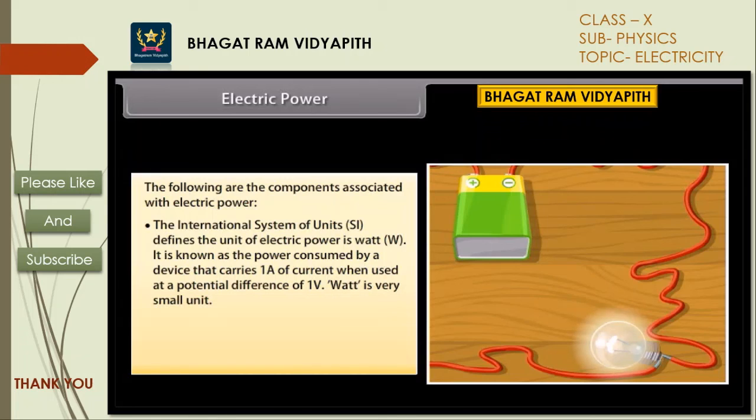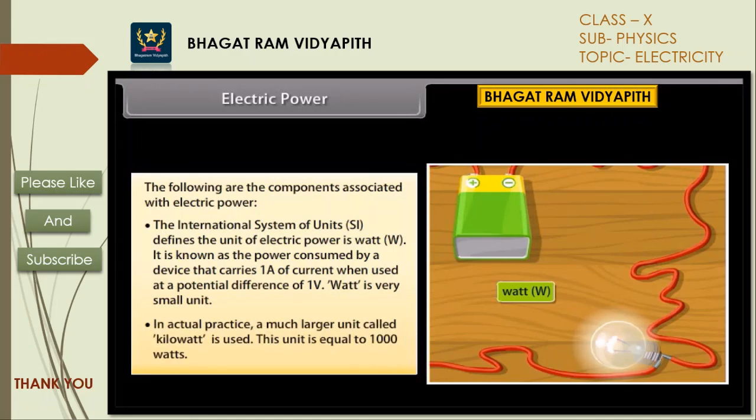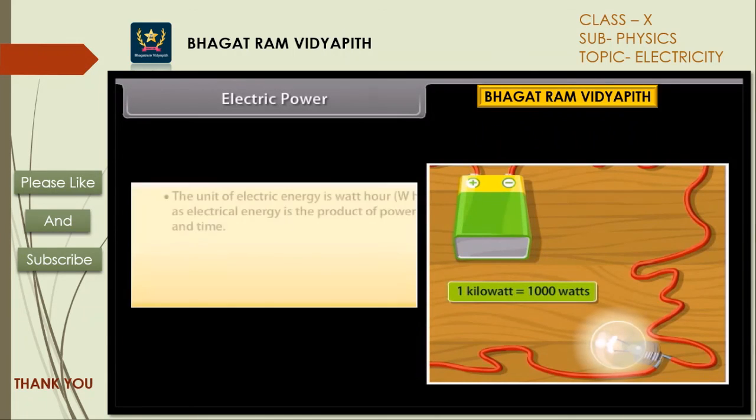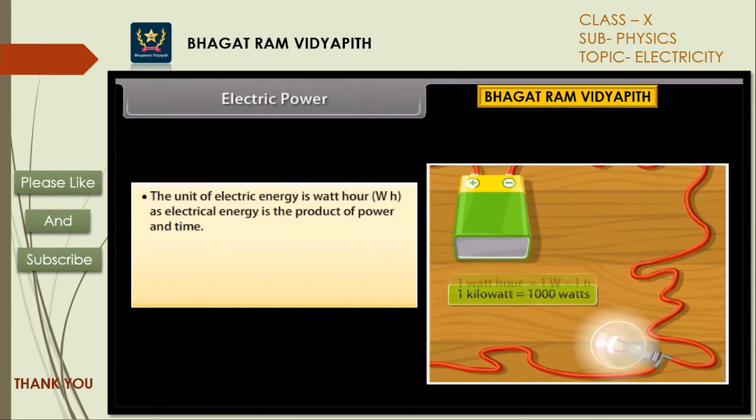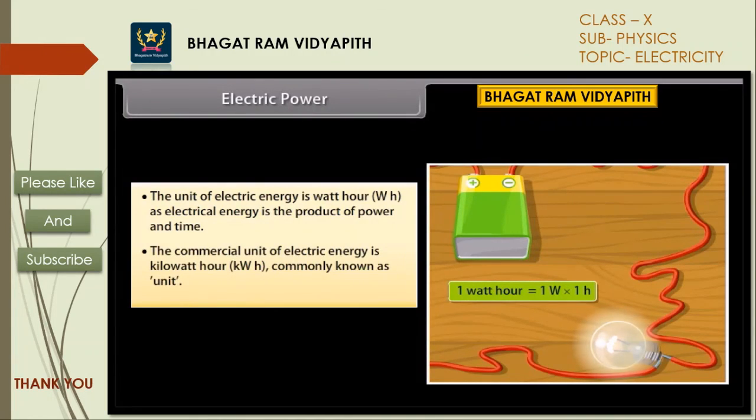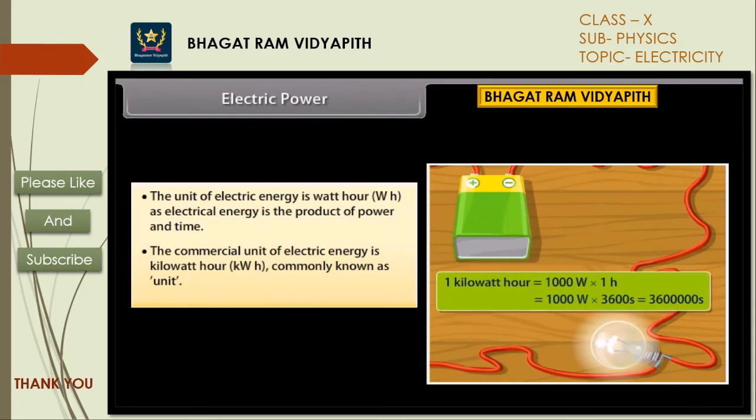difference of 1 V. Watt is a very small unit. In actual practice, a much larger unit called kilowatt is used. This unit is equal to 1000 watts. The unit of electric energy is watt hour, Wh, as electrical energy is the product of power and time. The commercial unit of electric energy is kilowatt hour, kWh, commonly known as unit.